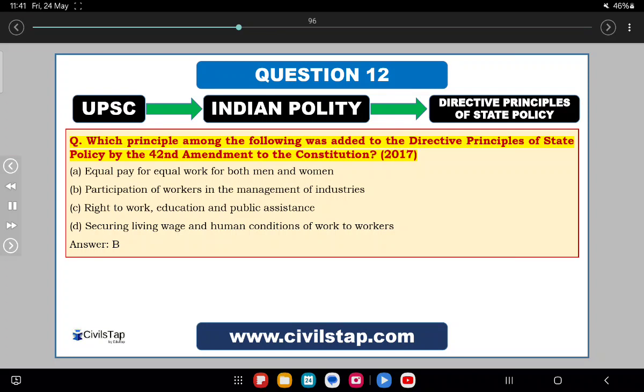Q. Which principle among the following was added to the directive principles of state policy by the 42nd Amendment to the Constitution? 2017. A. Equal pay for equal work for both men and women. B. Participation of workers in the management of industries. C. Right to work, education and public assistance. D. Securing living wage and human conditions of work to workers. Answer, B. Question 12. UPSC Indian Polity, Directive Principles of State Policy.